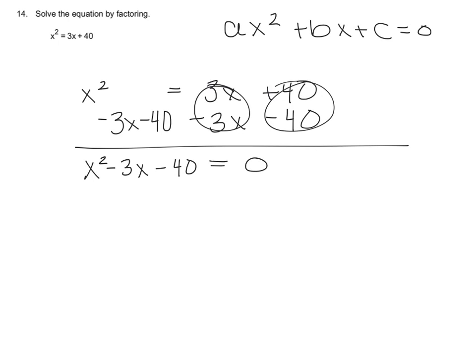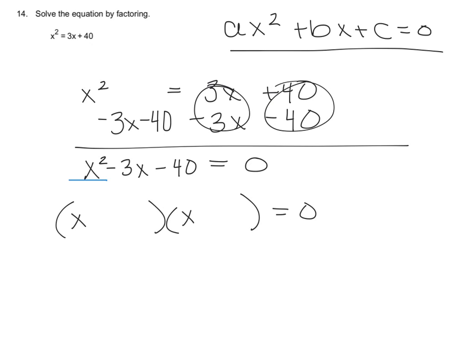Now that my quadratic equation is in ax squared plus bx plus c form, I can start factoring it into two sets of parentheses. The first thing we want to do is look at the x squared term. Since there's not a coefficient in front of the x squared term, I can automatically place two x's in my first position of each parenthesis. That's because x times x equals x squared.